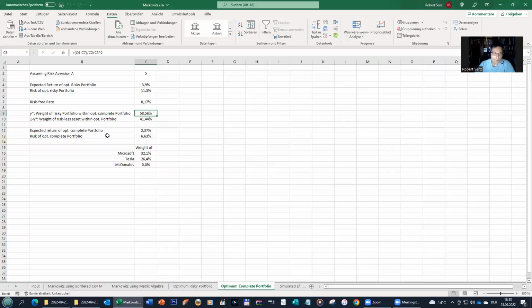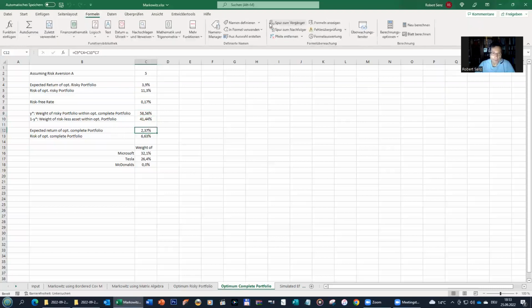And the expected return of this complete portfolio is 2.3 because I simply multiply out the weights and the expected returns. And then I can also calculate the risk of the complete portfolio, which is 6.6%.